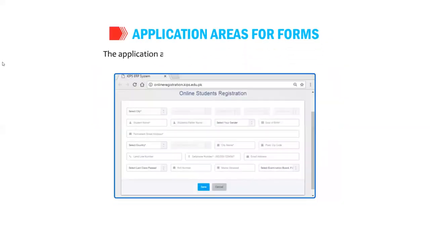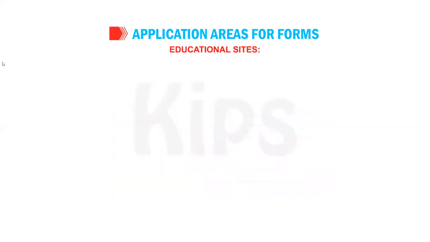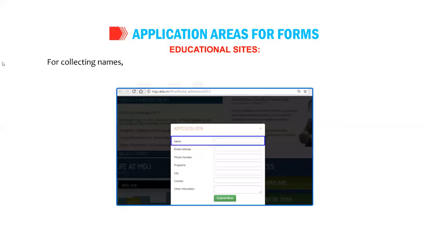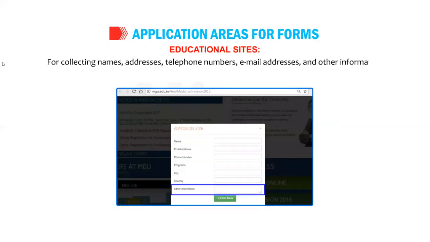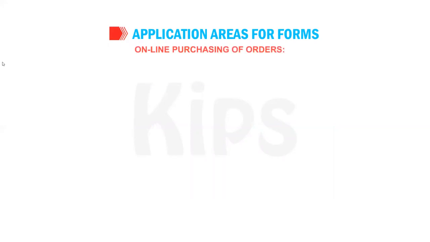Alright students, let us discuss application areas for forms. The application areas for forms on www are forever evolving. Some typical areas where they can be seen today are educational sites for collecting names, addresses, telephone numbers, email addresses and other information required by the websites to register users for a service or event.